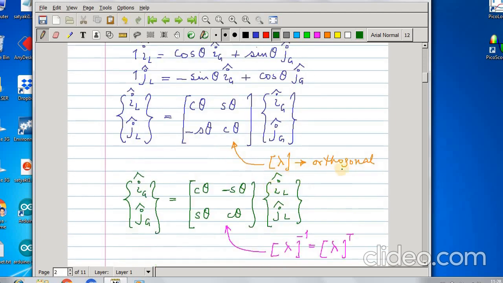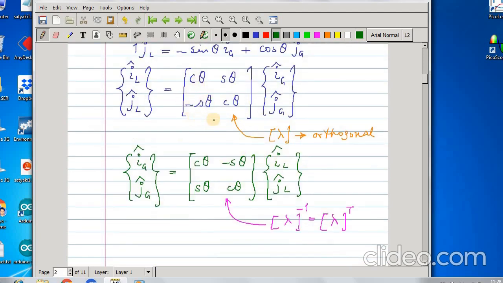So this is lambda, which we call the transformation matrix, and lambda is an orthogonal matrix. That means the determinant of this is 1 and the transpose is the inverse. So this lambda is an orthogonal matrix whose inverse is the transpose. The transpose means the rows have become columns. So ig jg is lambda inverse times this, and lambda inverse is just the interchange of rows and columns.